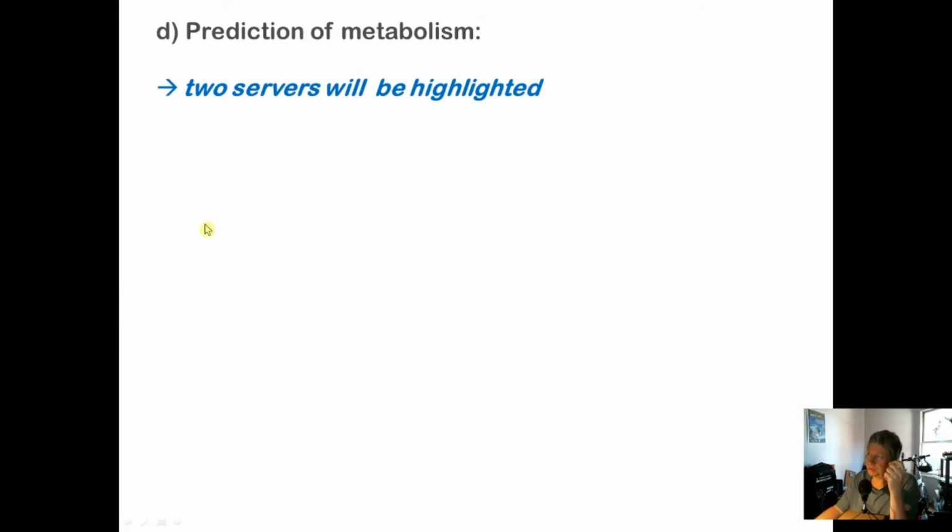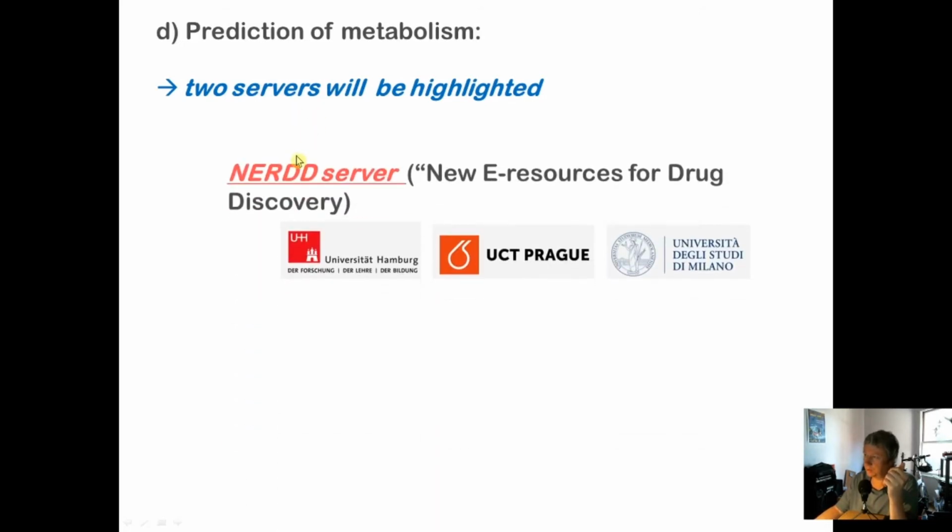Okay, so we're going to use 2 different web tools to do this metabolism profiling. One is called the NERD server, which is New E-Resources for Drug Discovery. This is maintained, I guess, by the University of Hamburg in Germany. I think this is like the University of Technology or something in Prague in the Czech Republic. The University of Milano in Italy too. So this is a very nice international resource produced by these countries.